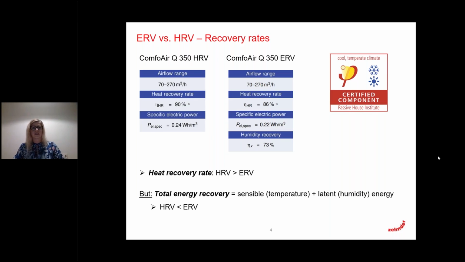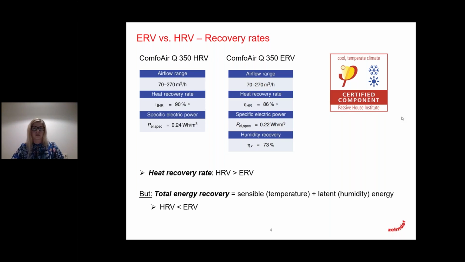The results that you can see on the slide are taken from the certificates for cool and temperate climate. We also have certificates for very hot climates, and there, instead of heat recovery, you can see the cooling recovery results.